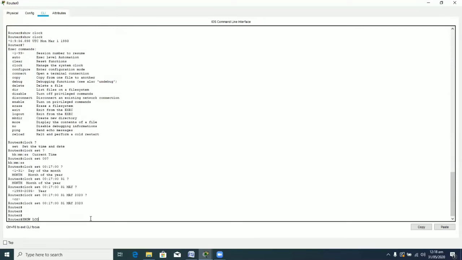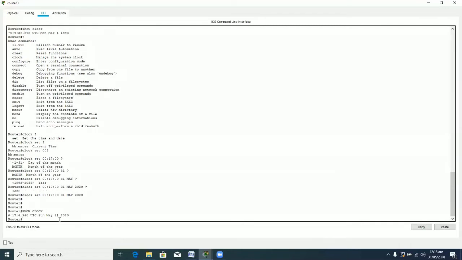Now again checking my clock using the command show clock, and you can see over here that our clock is properly set up.